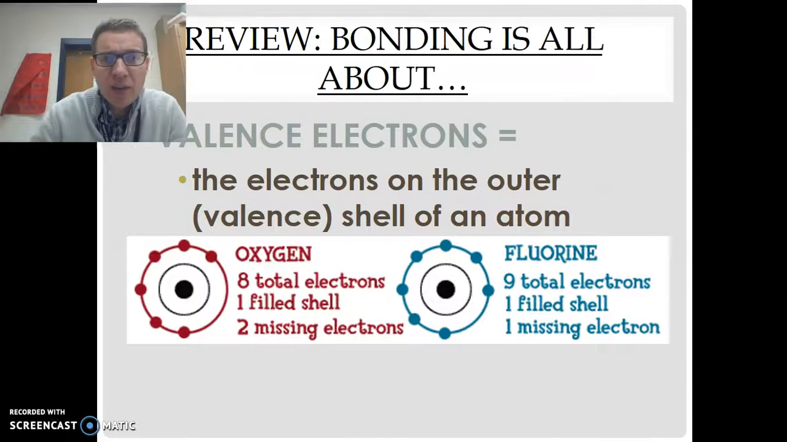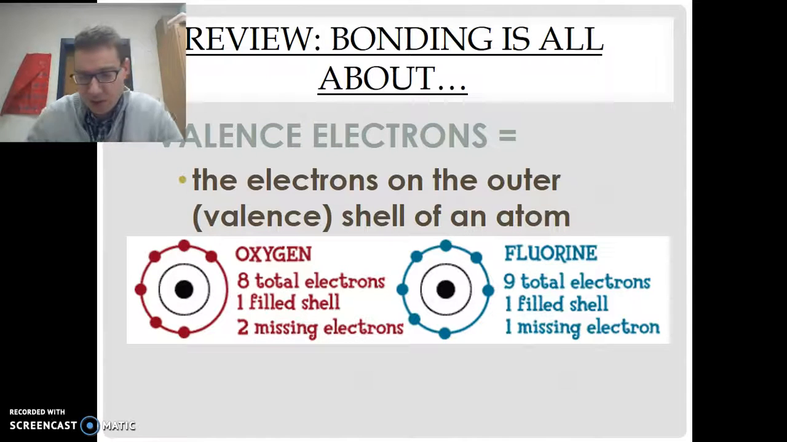So let's get started here. Let's review a little bit. With your two-column notes or your Cornell notes, you get a sheet. You can fill out the topic: chemical bonding, ions, and ionic and covalent bonding.